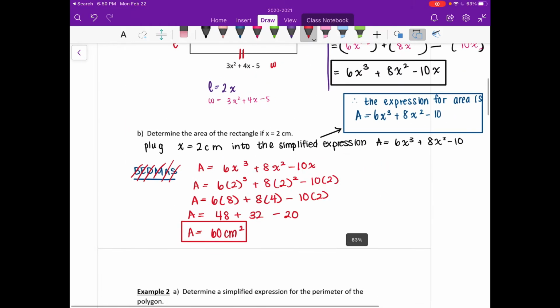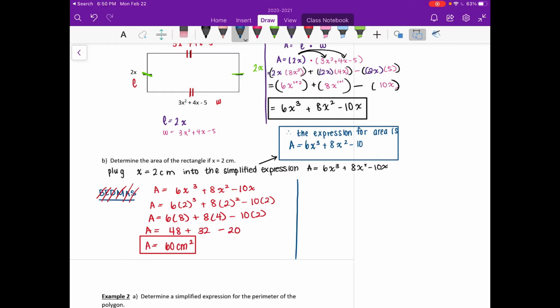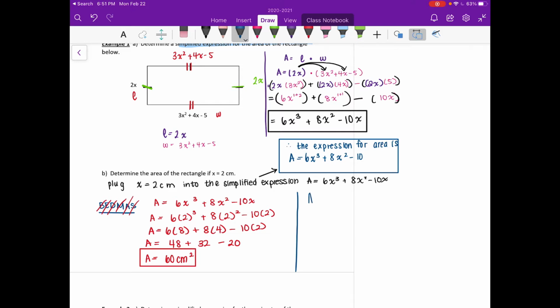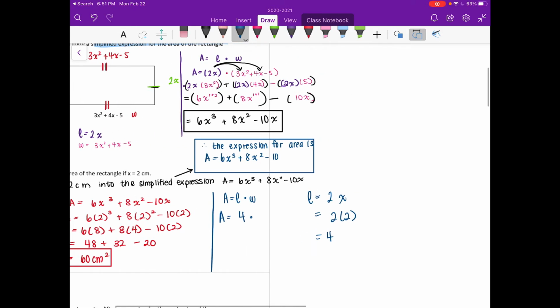Okay? If we wanted to check our work, right, just to prove that plugging it into this same simplified expression is the same thing as just doing length times width, let's just do that. So we know area is equal to length times width. We know that length is equal to 2x. So let's do that. 2 times 2 equals 4. So say area is equal to 4 times, and then let's find our width, right? So W is equal to 3x squared plus 4x minus 5.